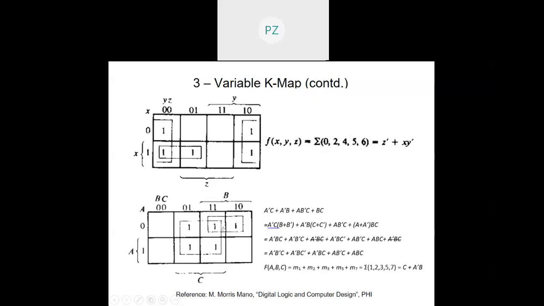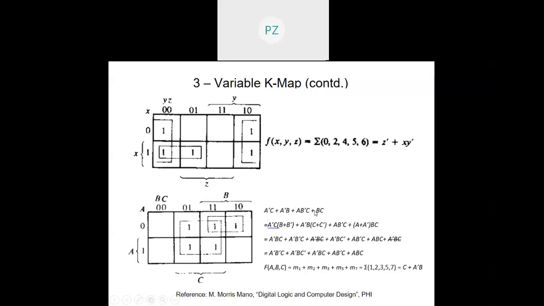Let us take another example. Suppose I'm given a function which is not in its canonical sum of product form. How can I say that this is not in canonical sum of product form? Because each product term is not having all three variables. Like this one is not having b, this one is not having c, this one is having all a, b, c. This is fine. This is not having a. So I need to first convert it into the canonical form, because only then I will be able to populate it in the K-map.